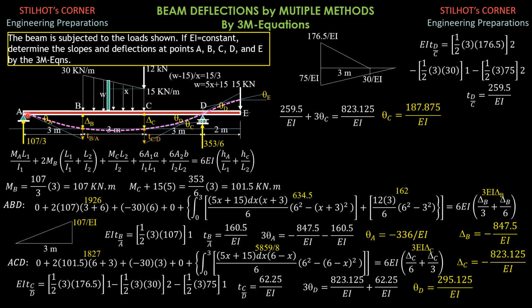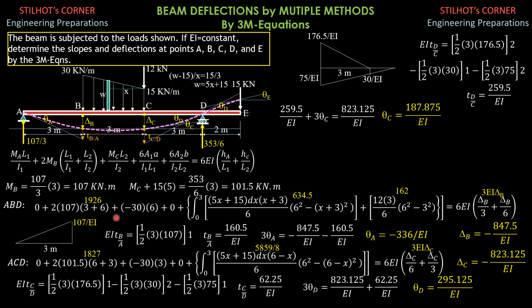Moment at A is 0, moment at B is 107 kilonewton meter, and the moment at D is negative 15 times 2, so negative 30 kilonewton meter. I'm not showing it, but we can easily compute the moment at D to be negative 30, negative 15 times 2.